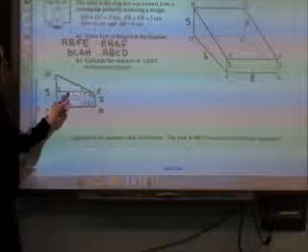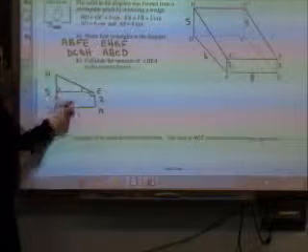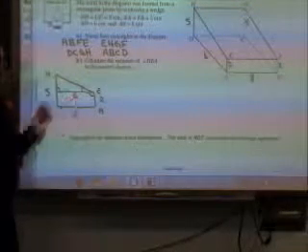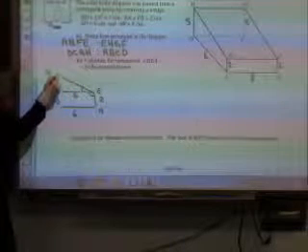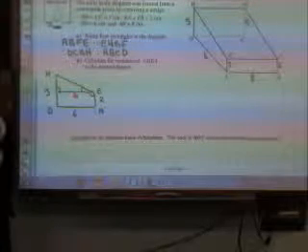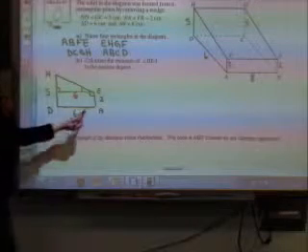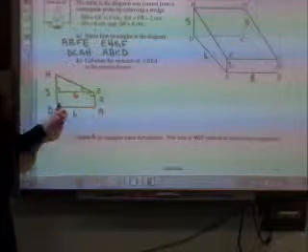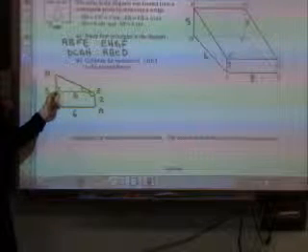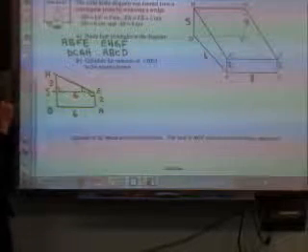So let's look at this triangle. What dimensions do I know about this triangle? The bottom is 6. Can I figure out what this is? It's half of 3. It's not half, it's 3. Why is it 3? Because you subtract. Because from here to here is 2, and the whole thing is 5. So that means from here to here would be 3.